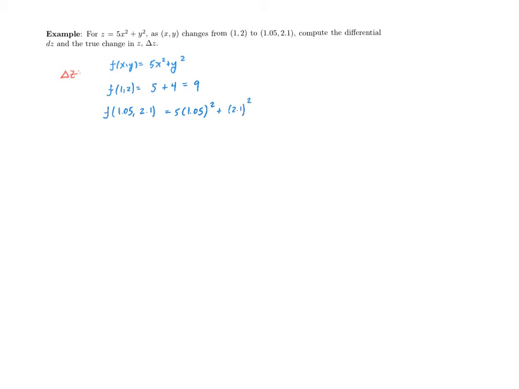And if you want to go through the arithmetic, that's perfectly fine. Or if you substitute this into a calculator, you get 9.9225. And the difference between those two outputs tells us the true change in z values. So that would be f of 1.05, 2.1 minus f of 1, 2. And the difference is going to be that decimal 0.9225.